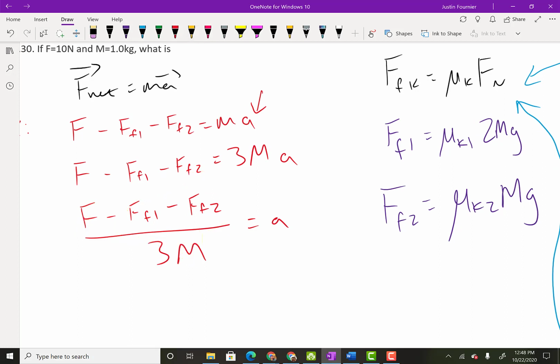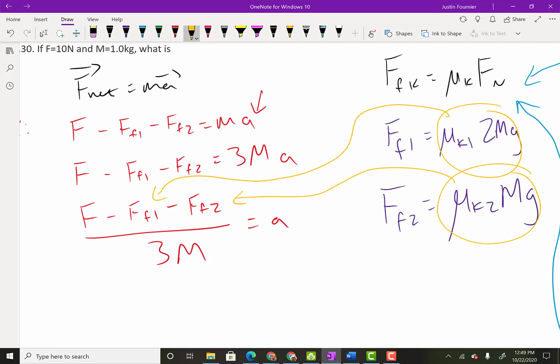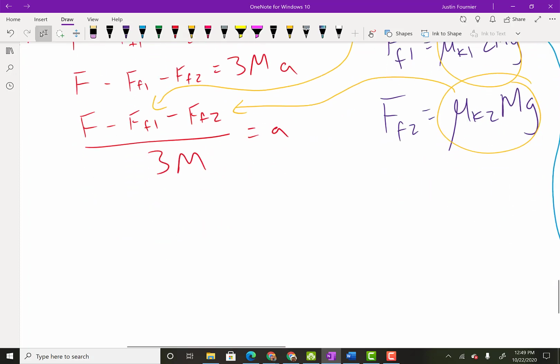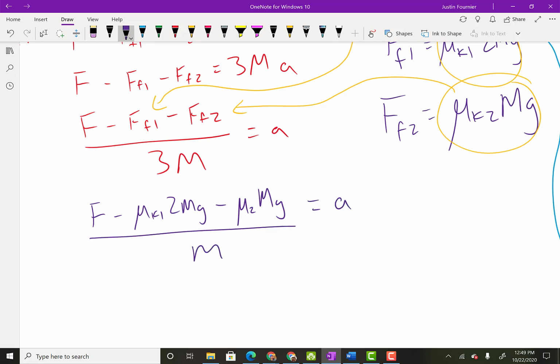So I got everything here. So now I can take all this, plug it in there, take this, plug it in there, and I'll get the acceleration. Let's do it. So I got the force minus mu k1 2mg minus mu k2 mg equals the acceleration all over m.